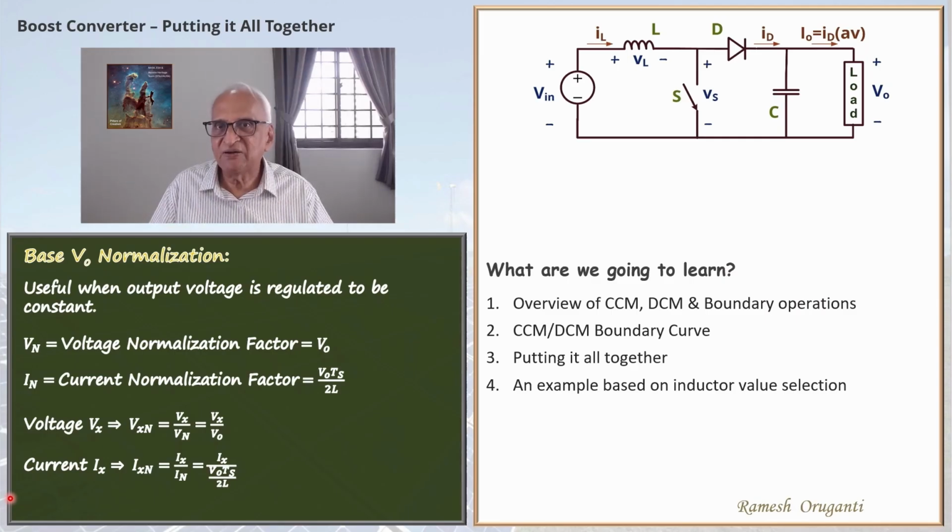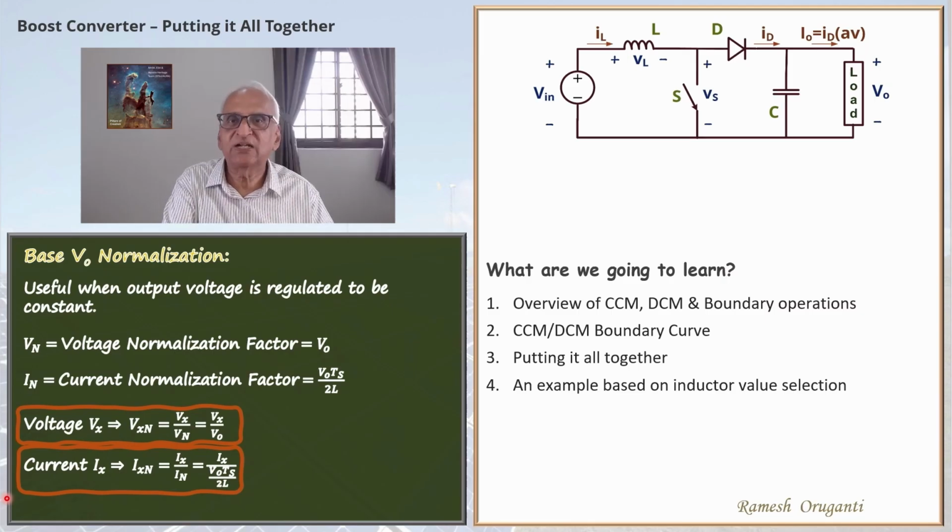Once the design is complete, V0, Ts and L are fixed. So In will be a constant value. So we are dividing the Ix by a constant current In. So Ixn, the normalized current variable, is proportional to the actual current Ix.